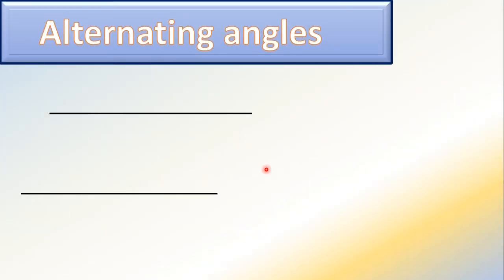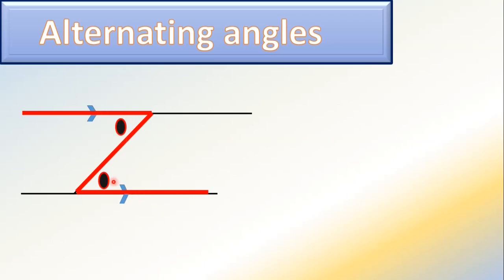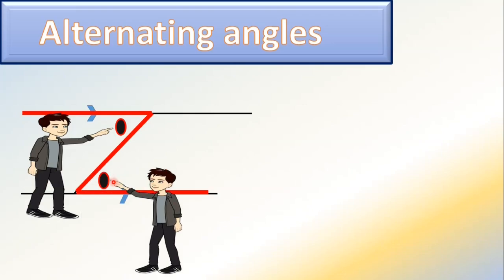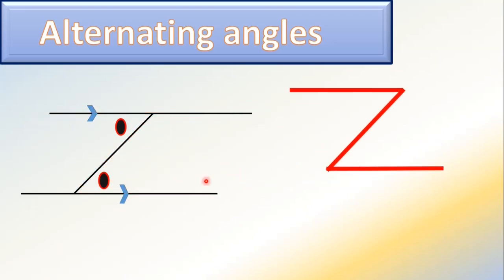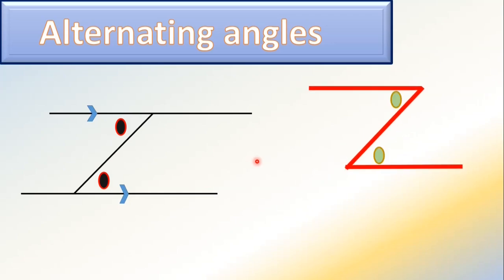Now, what do you mean by alternating angles? When we have a pair of parallel lines and a third line cuts these two parallel lines, alternating angles are formed, and mainly they form letter Z. We can say that this angle and this angle are called alternating angles. Look, they form letter Z, and these two angles are alternating angles.